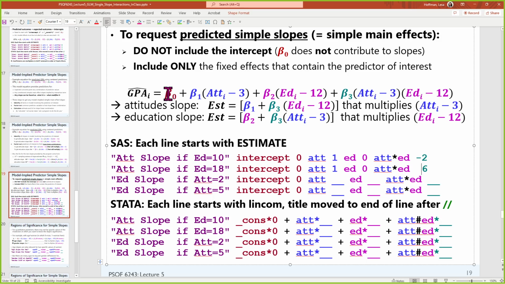So step 1, go into the equation and find all the terms that have the slope you're interested in. Step 2, bring just those terms down and factor out the slope, the predictor that you want the slope for. The terms that are left are the ingredients to forming these statements.